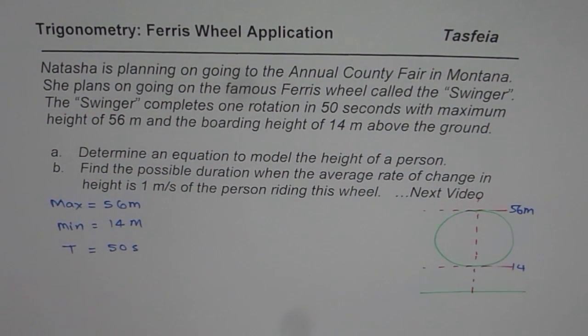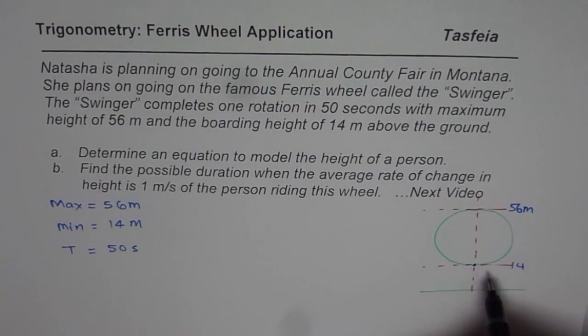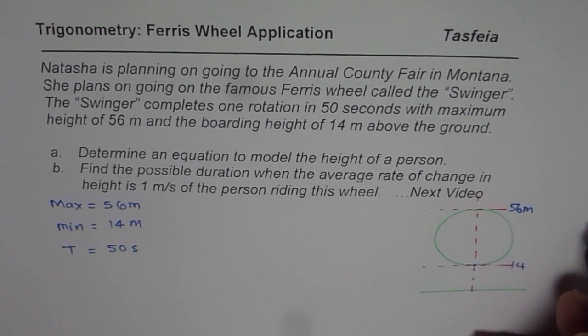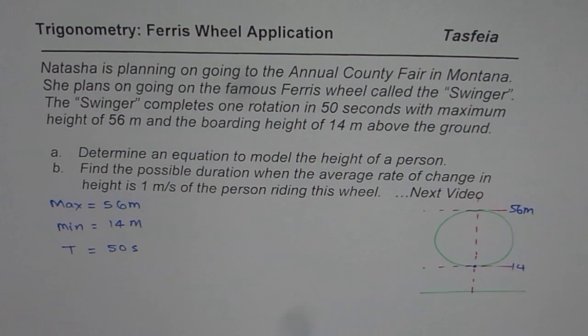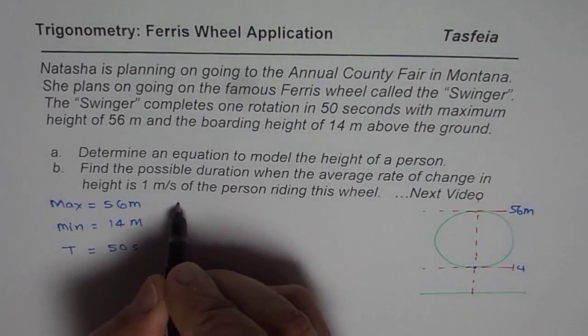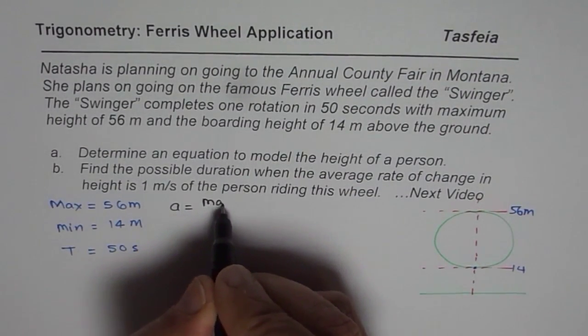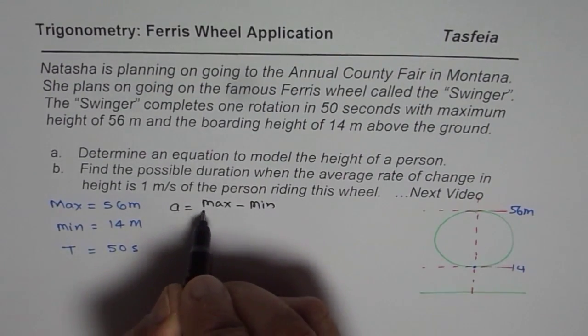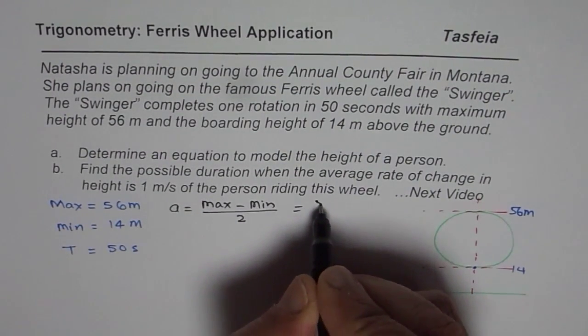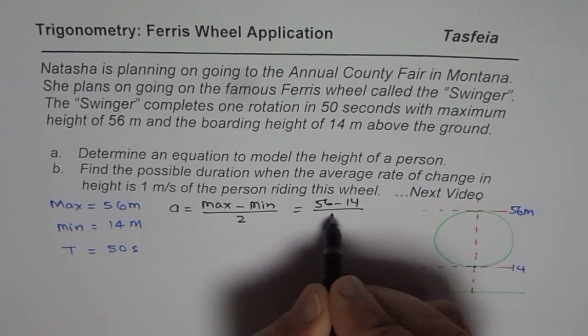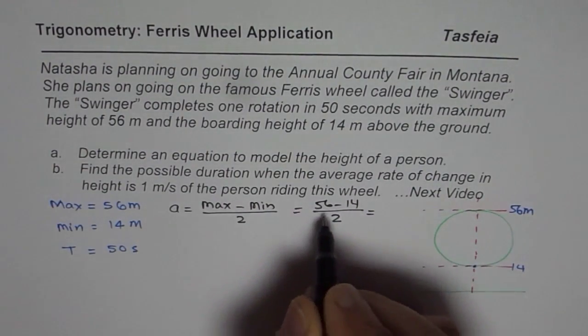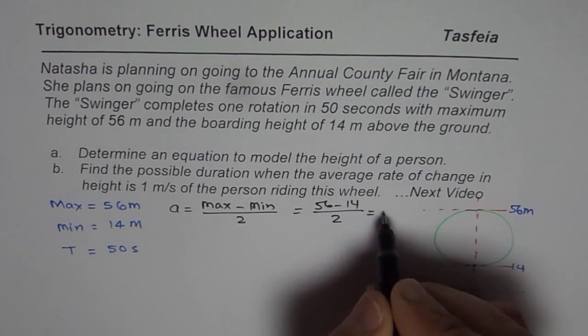Now we need to find a function which can model this situation. Since we always board from the bottom, we'll be using the cosine function, and that too with the negative sign. That should help, right? So that is what we intend to do. So let us find first the amplitude. Amplitude will be maximum minus minimum divided by 2. So in this case it is 56 minus 14 divided by 2, right? So that gives us 42 divided by 2 is 21.